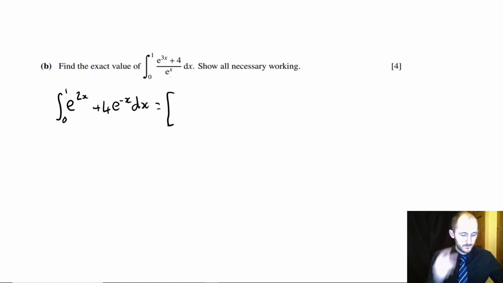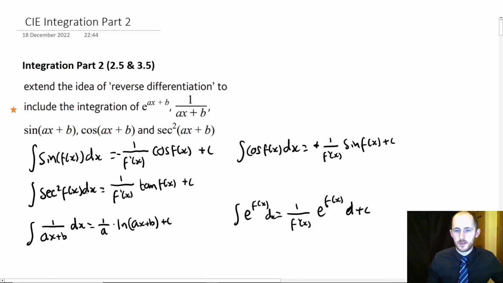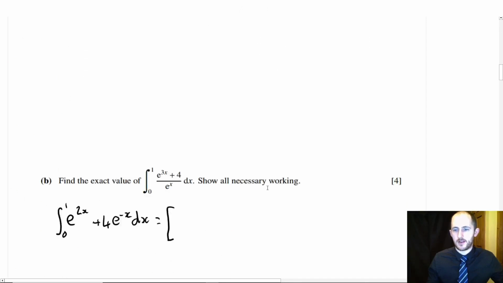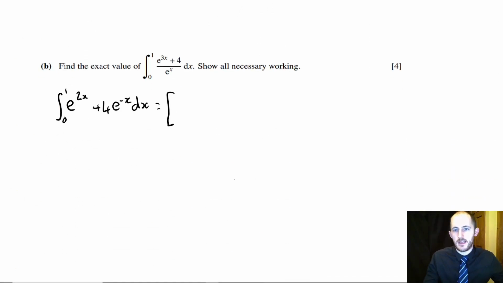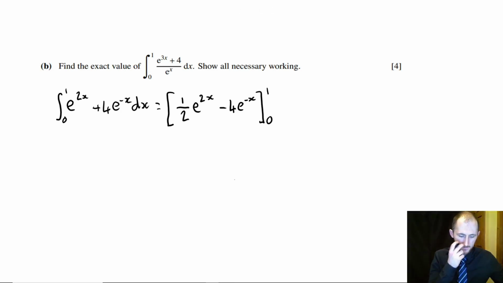So if I integrate e to the 2x, again, going back up to our example, we differentiate what's in the power, the exponent, and do 1 over it, and we keep the rest the same. So 2x differentiated becomes 2, so it becomes 1 over 2, and then e to the 2x stays exactly the same. If I differentiate minus x, I get minus 1, so that'd be minus 4 e to the minus x. And then again, I'm not going to bother putting the plus c because we don't actually need it.